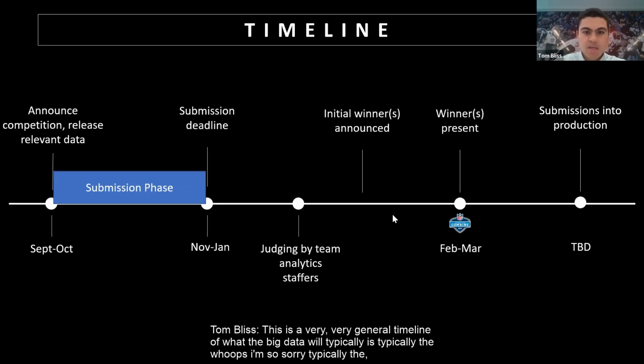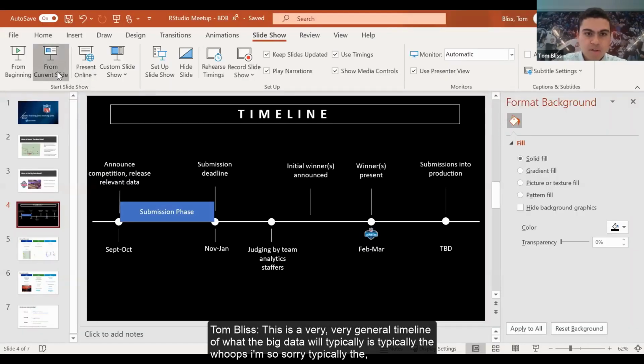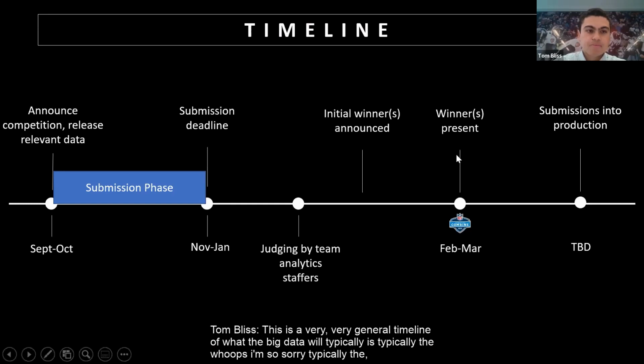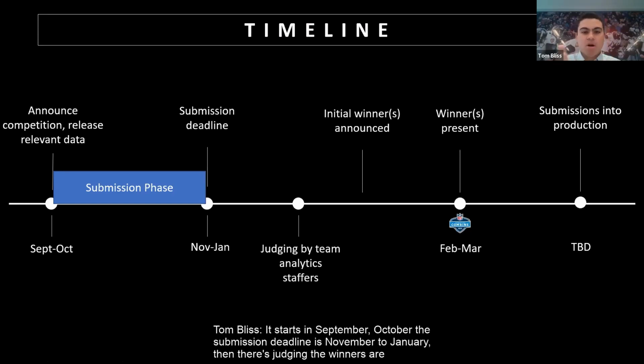Typically it starts in September or October. The submission deadline is November to January. Then there's judging and the winners are announced. We're unsure what will happen this year with COVID, but typically the winners have presented in the past at the NFL Scouting Combine between February and March, and eventually the work is submitted into production by teams and by the league, and it becomes useful.